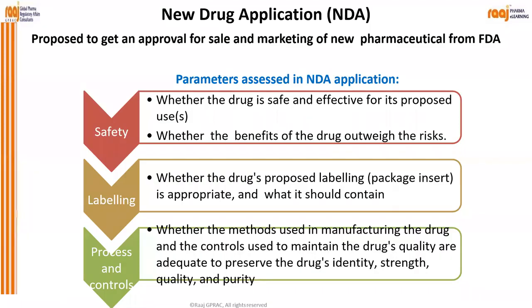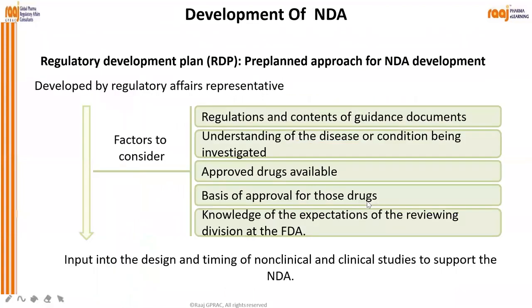Then the process and controls: whether the method used in manufacturing the drug and the controls used to maintain the drug quality are adequate to preserve the drug's identity, strength, quality, and purity. So here we are talking about the manufacturing process for your drug. The drug development process in that CMC part is also very important, because when you develop the drug, you should find out the method to analyze and test. How do you control all the quality parameters like the drug's identity, strength, quality, purity, everything should be established.